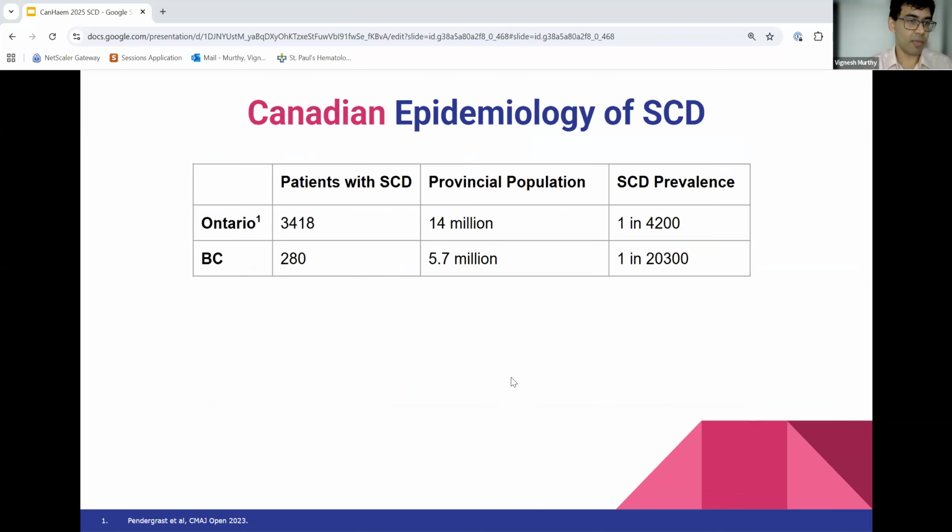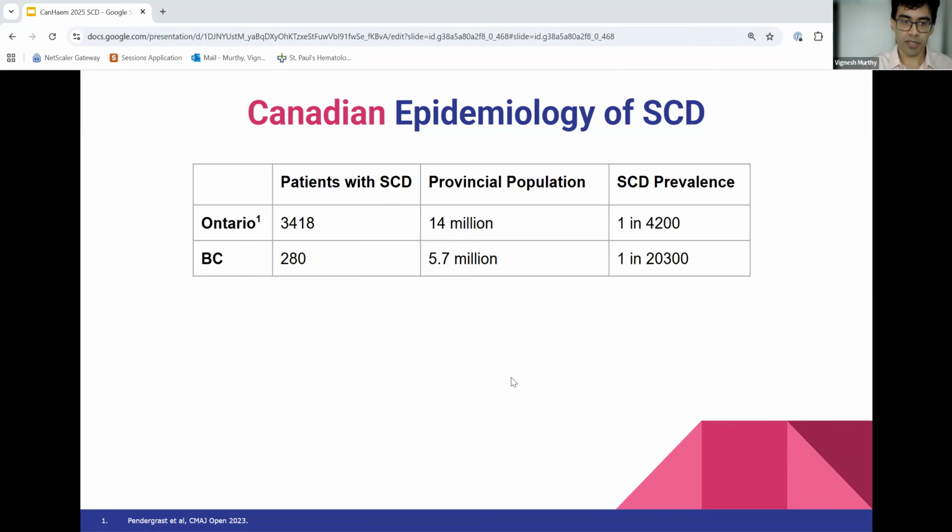Focusing in on our Canadian epidemiology, the Ontario data is from a healthcare administrative database study, which identified 3,400 patients living with sickle cell disease in Ontario. And our BC data is not so much data as just a polling of our program and our sister pediatric program for our patient numbers. And this is probably a little out of date. This number has grown, but there were around 170 adults and 110 children living with sickle cell disease in BC.